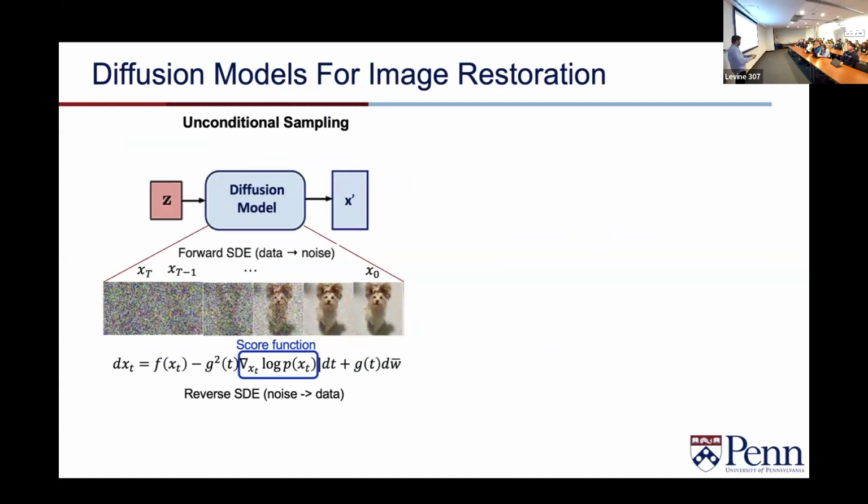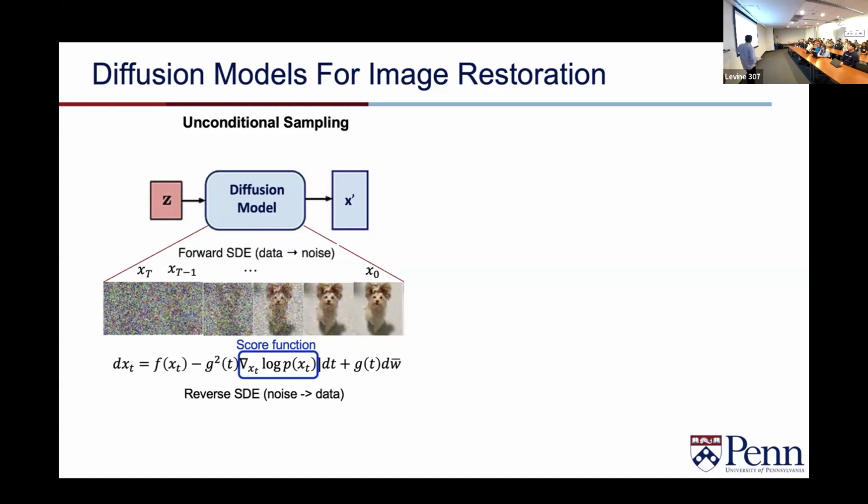More specifically, what diffusion models posit is that instead of having access to the distribution P of X, which we don't know, if we had access to the score function of the distribution, which is really just the gradient of the log probability of that distribution, then we can generate samples from the distribution. There are mechanisms to learn this score function from data that I'm not going to get into in today's talk.